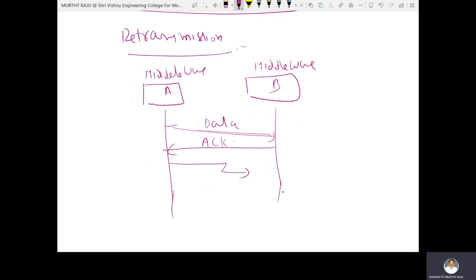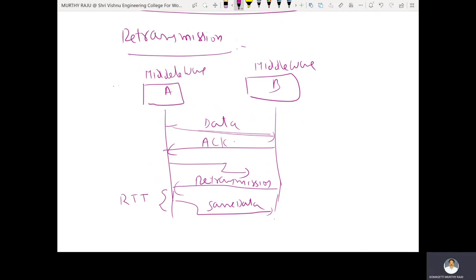The middleware at the B side, the doctor side, is at the patient side. Here at the doctor side, the doctor side asks for retransmission. After middleware A takes that RTT, round trip time, it again sends the same data. Whatever data was lost during the transmission, the same data is sent to middleware B after a round trip time. Recovery is immediate.